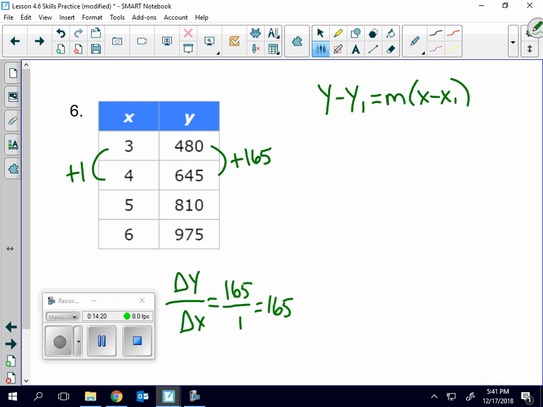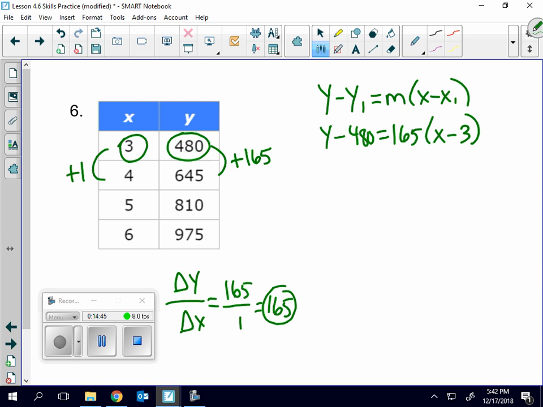Don't skip steps. Unless you're really, really good, I want you to learn these steps. Okay, so we have y minus y1, which is 480, equals the slope, 165, times x minus the x1, which is 3. And again, you could use any points you want there. You don't have to use the top two. But if you used this y, you have to use that x.